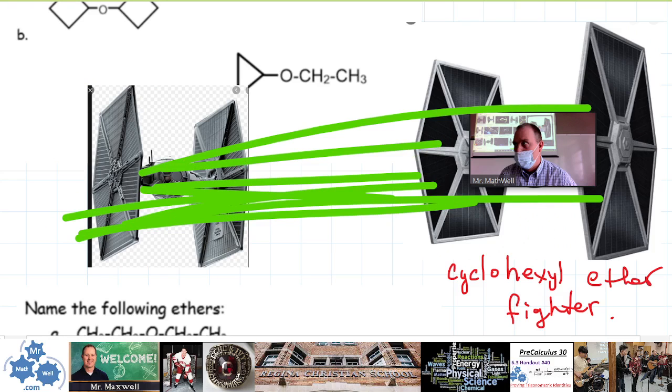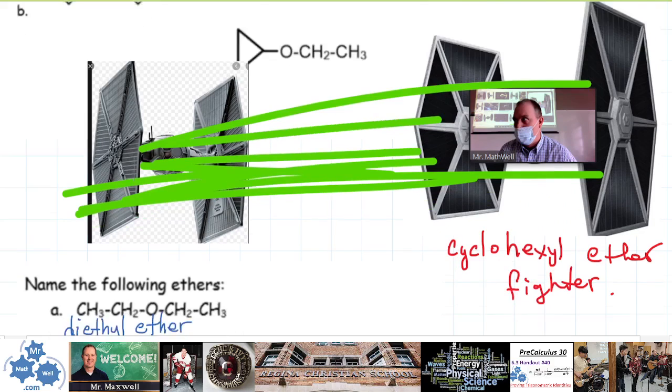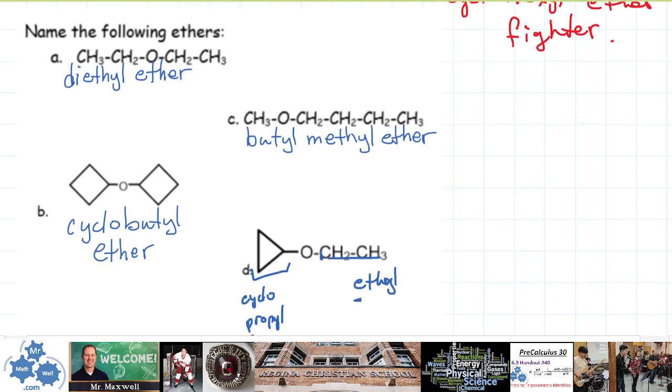Okay. This is a cyclohexyl ether. Didn't you say there was 8 sides? Wrong. 6. Cyclohexyl ether. Okay, let's name these guys here. All right, here we go.